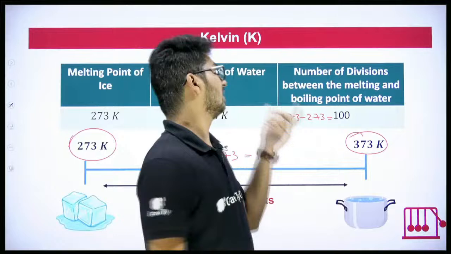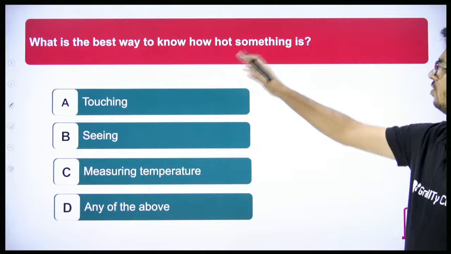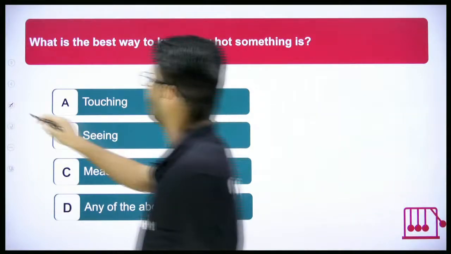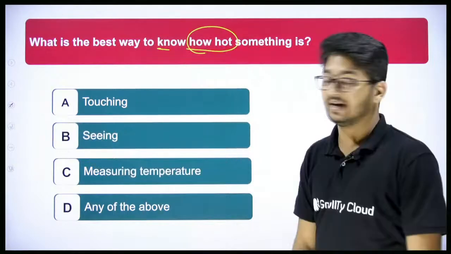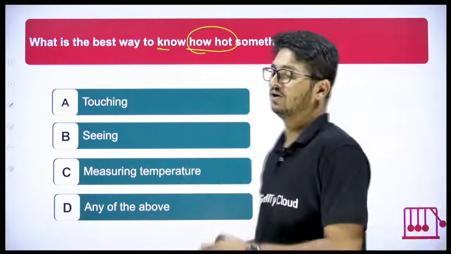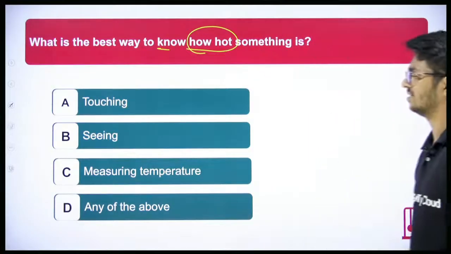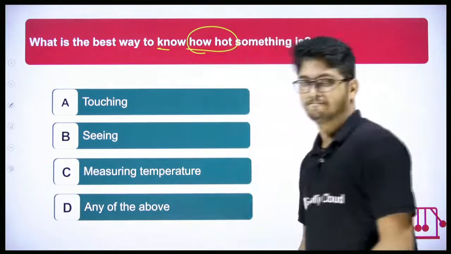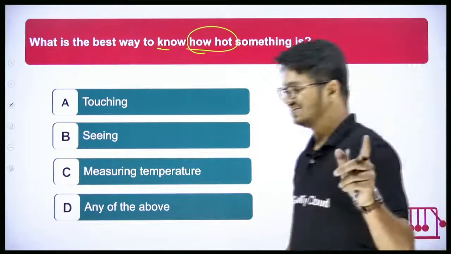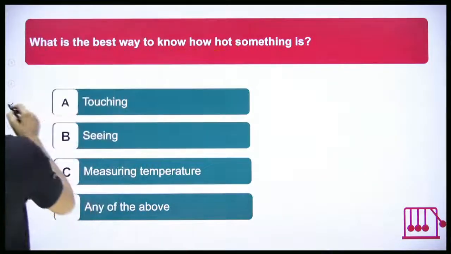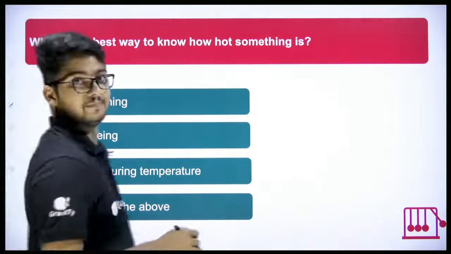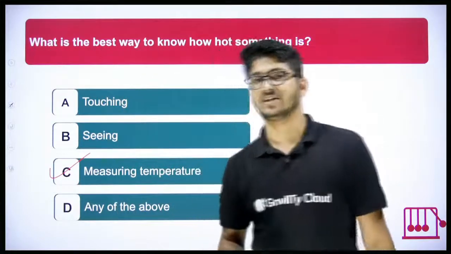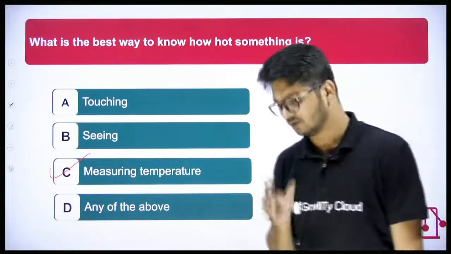So let's go into a few questions then. What is the best way to know how hot something is? By touching it, by seeing it, by measuring its temperature, or any of the above? What do you think is the answer? What is the best way to know how hot something is? A, B, C and D. Yes everyone, all of you are correct, that's wonderful. By measuring the temperature, option C. Good? Wonderful.